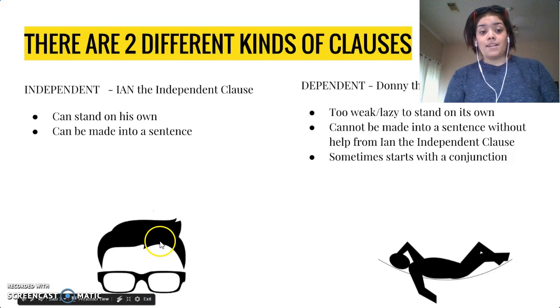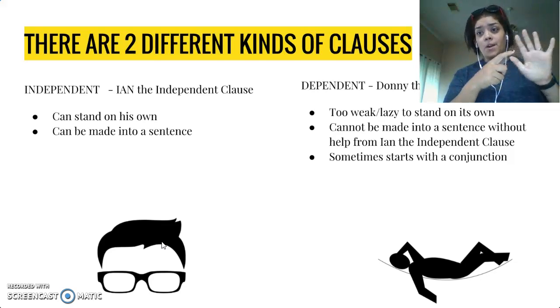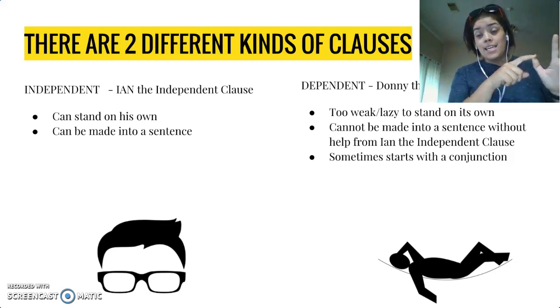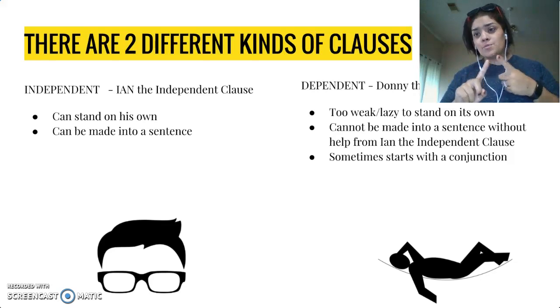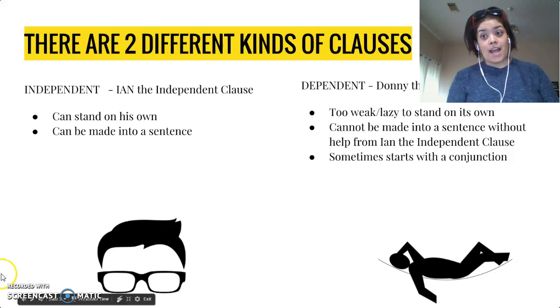The big difference is that Ian, as a person, is smart, and he has a job, and he pays rent, and he has a girlfriend and a car, and he does all these awesome things. He's independent. He can stand all by himself. Donnie, on the other hand, is lazy. He lives on his brother's couch. He doesn't have a girlfriend, a job, a car, or a dog. He has nothing. He just sits on the couch all day, eating potato chips, and he's a dependent clause. Donnie wouldn't be able to do anything if he didn't have Ian.